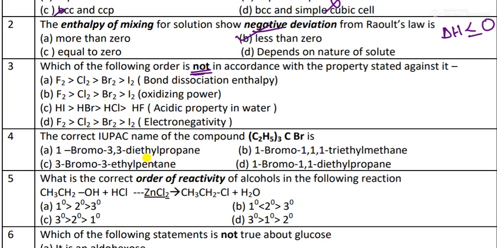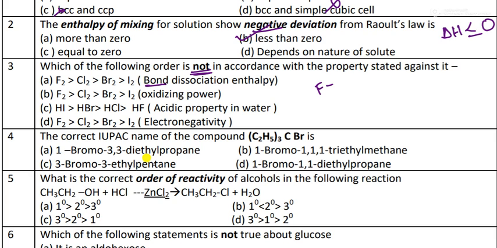Look at question number 3. In this question number 3, what have they given? Which of the following is not, they mention very clearly, not. Which of the following order is not in accordance with the properties of the states? So one of the properties is not following exactly.